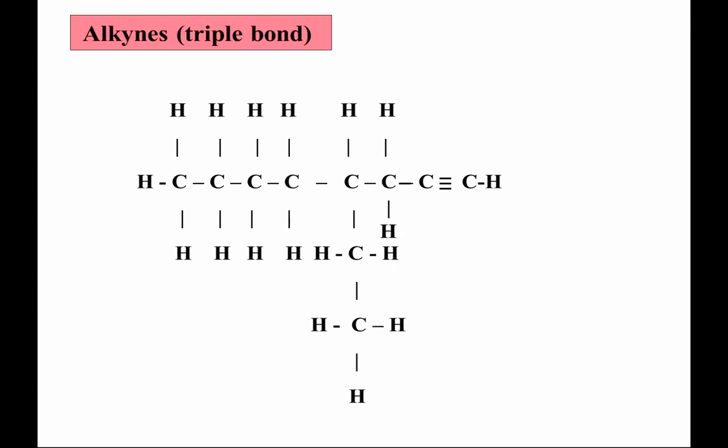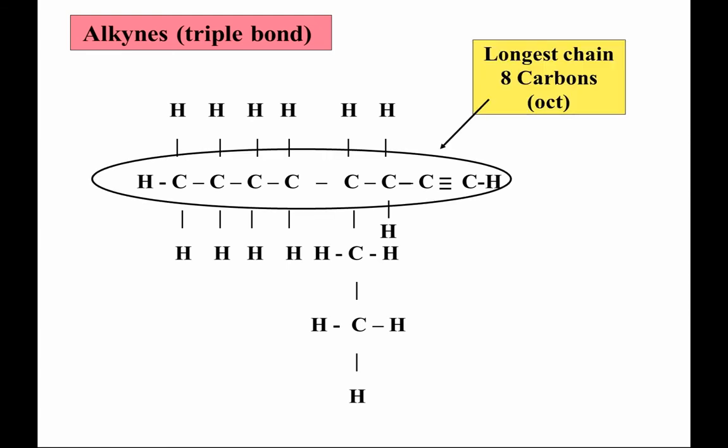Alkynes, they have triple bonds. Here's an example of a triple bonded aliphatic hydrocarbon, in other words an alkyne. Here is the longest chain. This time the longest chain does not go around the corner, and it consists of 8 carbons. Therefore, our basic identity will be oct.